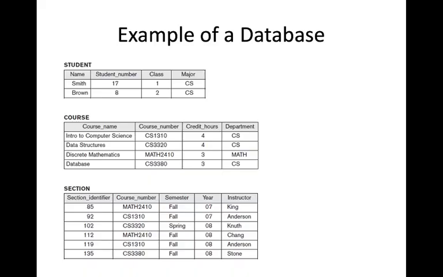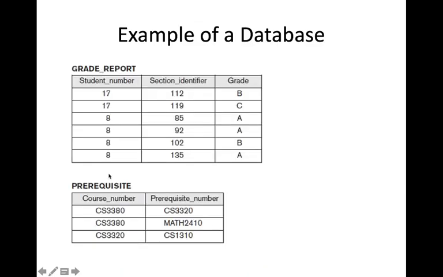Just an example. This is an example of a database. We have student, with attributes: name, student number, class, major. These are the different rows or elements that are stored. This is another relation: course, section. We also have grade report and prerequisite.